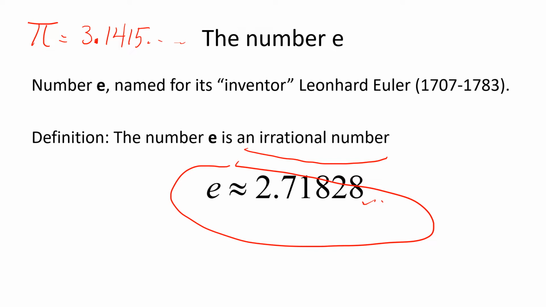Basically, it's just another number like pi that has an approximation, and we just call it e instead of leaving it as 2.71828, because e is a little more accurate than just approximating it and rounding the decimal every single time.